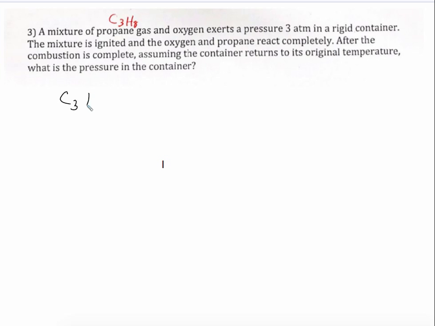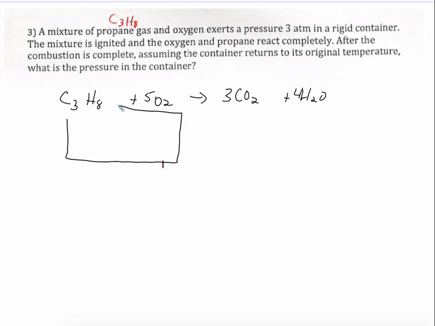Okay, next one. This one is helpful to draw a picture, but first you need a balanced equation. So C3H8 plus O2 makes CO2 and H2O. If you balance this equation, there would be a 3 here, and then a 4 here, and then 6, and 4 is 10, and a 5 here. So this is just the mole to pressure proportionality.